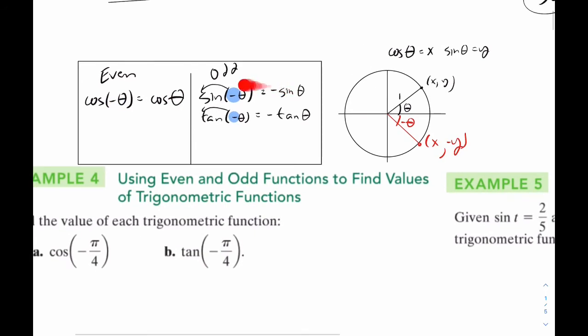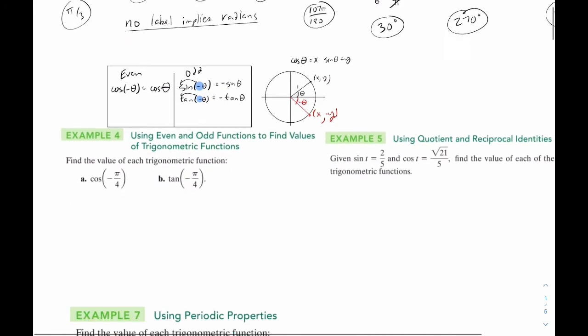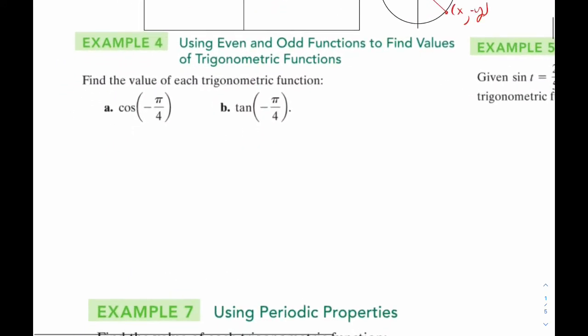Versus for sine and tan, look at the y value. The y value negates, which is why if you negate the rotation, this angle here, the negative effectively comes out and negates the entire quantity. That's why you can see y is positive here, but if you rotate down, you can see y is negative here. Now we're going to use that right here.